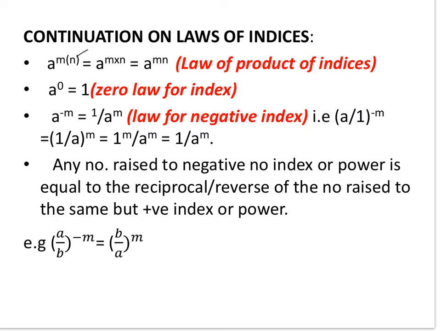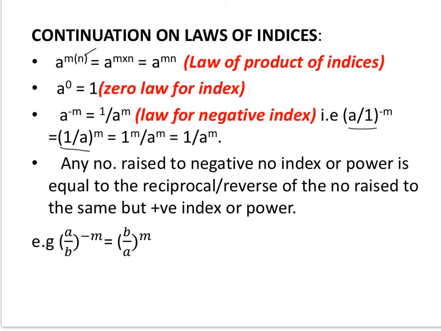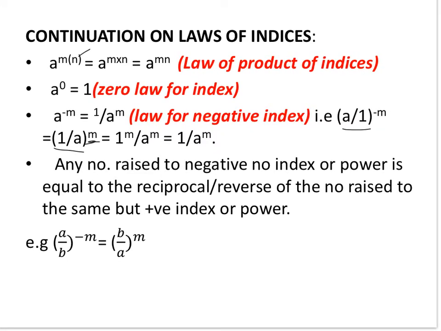Look at what happened. It was a over 1, now it is 1 over a raised to power m. m is no longer in a minus. So it is equal to 1 over a raised to power m. So that is to say that a raised to power minus m is equal to 1 over a raised to power m. Any number raised to a negative index or power is equal to the reciprocal or reverse of the number raised to the same but positive index or power.